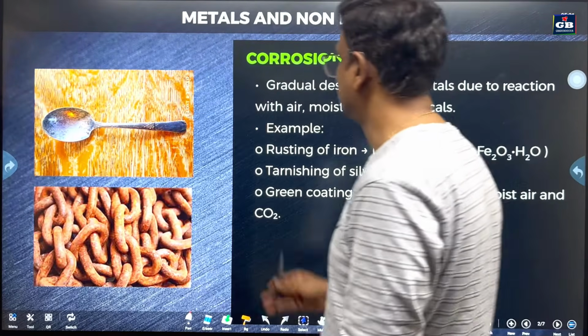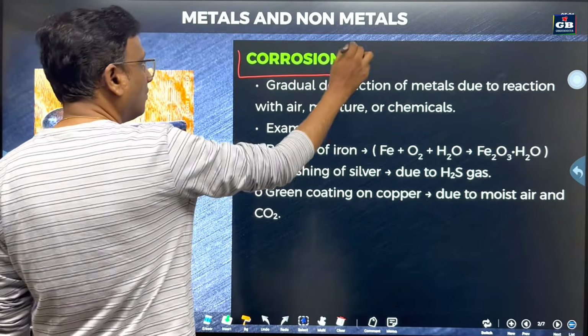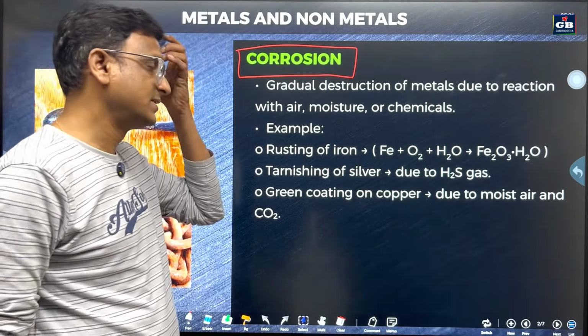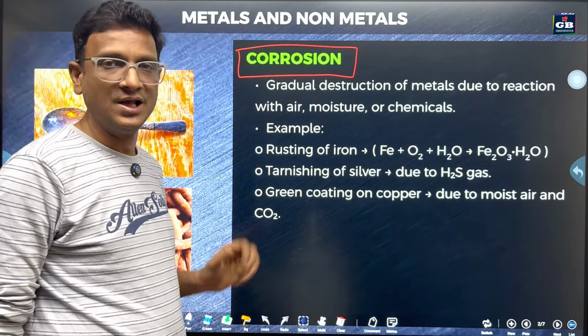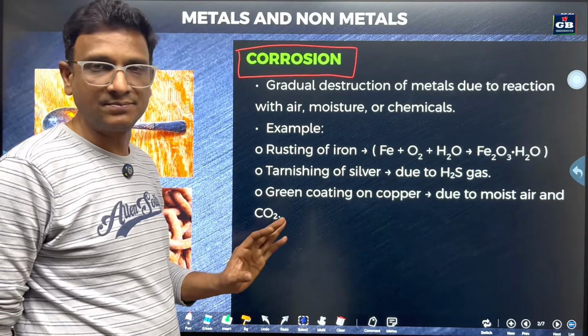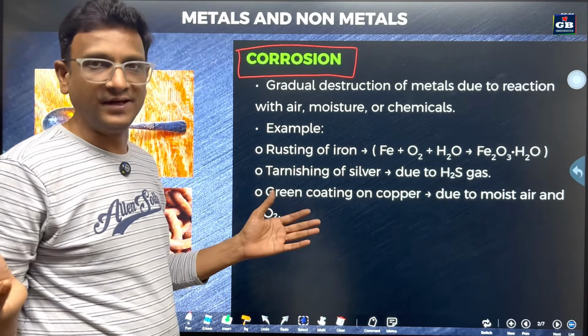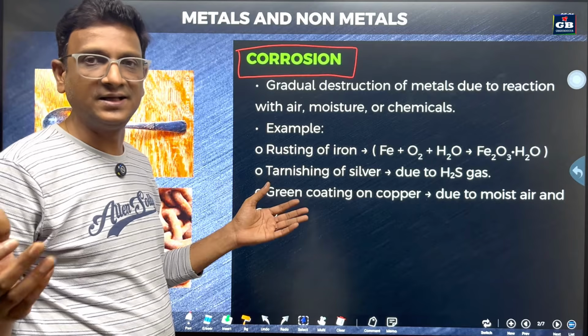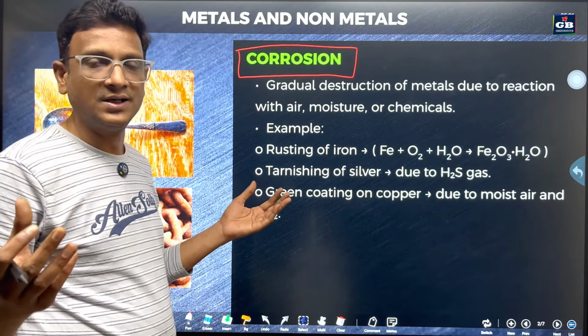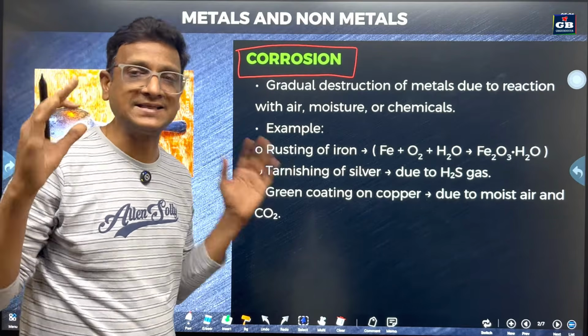Next, we are going to learn about corrosion. The next part of the lesson is corrosion. What is corrosion? Corrosion is the damage that happens to metals because of atmospheric factors like oxygen and water. In the atmosphere there is a lot of oxygen and water, and of course so many types of gases.